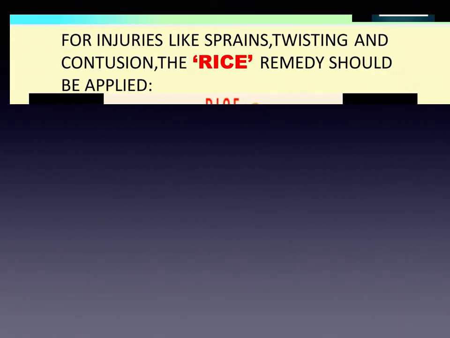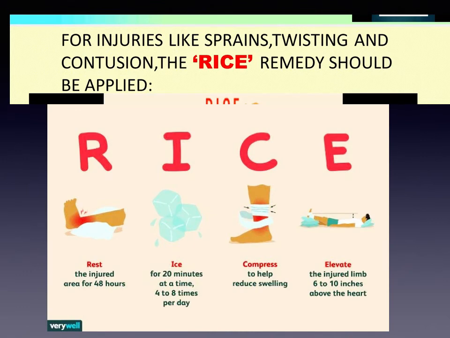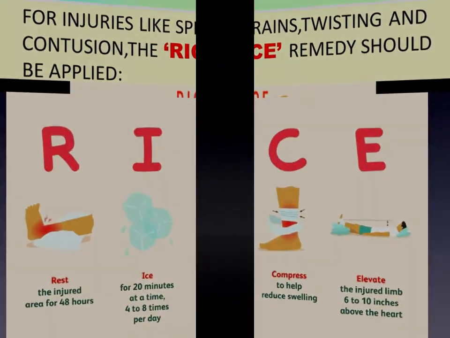Now for injuries like sprains, twisting and contusion, the RICE remedy should be applied. Now what is that? R, that is rest: allow the victim to sit in a relaxed position. Ice: apply an ice pack on the injured part. Compression: after the ice pack treatment, the injured part should be massaged gently. Elevate: the injured part should be kept in a raised or elevated position.